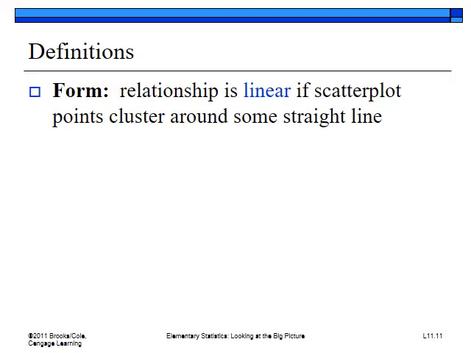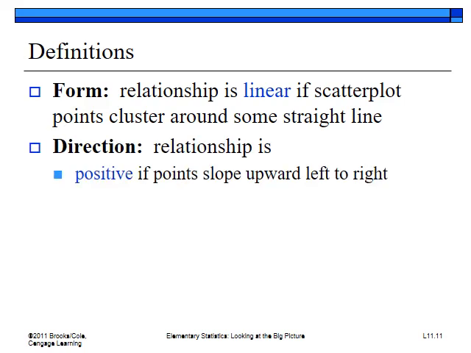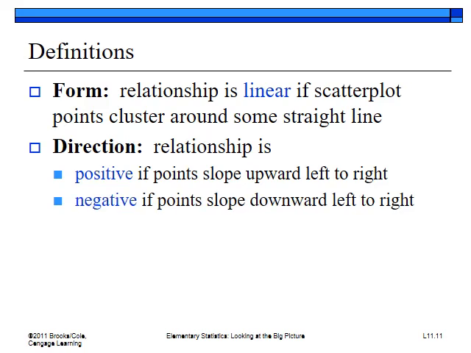Once we have a scatter plot, we'll say that the two variables have a linear relationship if the points on the scatter plot all seem to be clustered around some straight line. We'll say the relationship is positive if the points slope upward in general from left to right, and it's negative if the points slope downward from left to right.